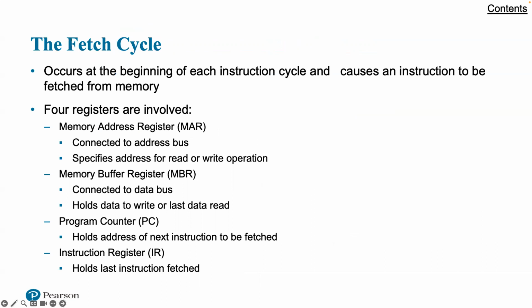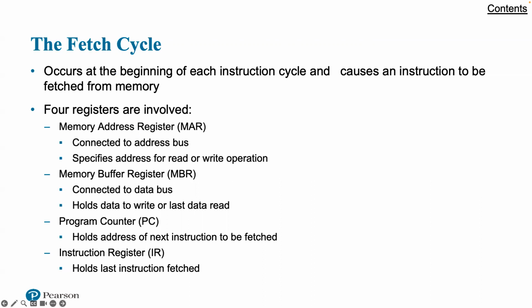We begin by looking at the fetch cycle, which occurs at the beginning of each instruction cycle and causes an instruction to be fetched from memory. For purposes of discussion, we assume the organization depicted in figure 16.5, the data flow for the fetch cycle. And so you may want to go back and check that out if you want to remind yourself of that.